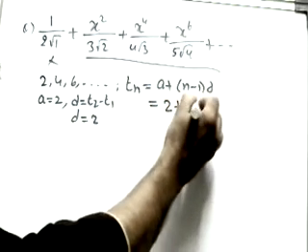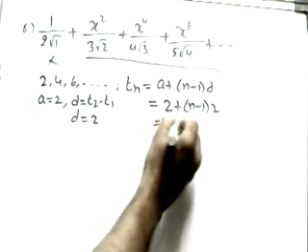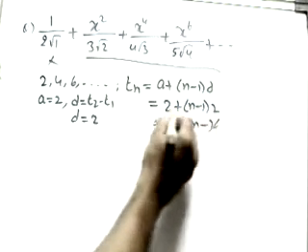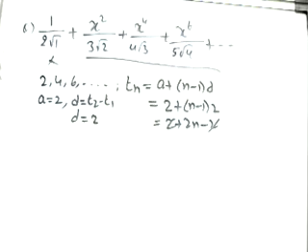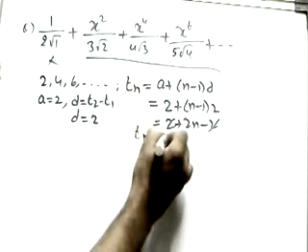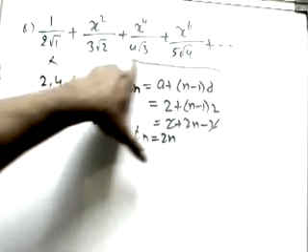So let me substitute this: a is 2, plus (n minus 1) into d, which is 2. Multiply 2 into n, 2n minus 2. Minus 2 plus 2 cancel. So for this we can write the nth term as x power 2n. So this nth term will be 2n.